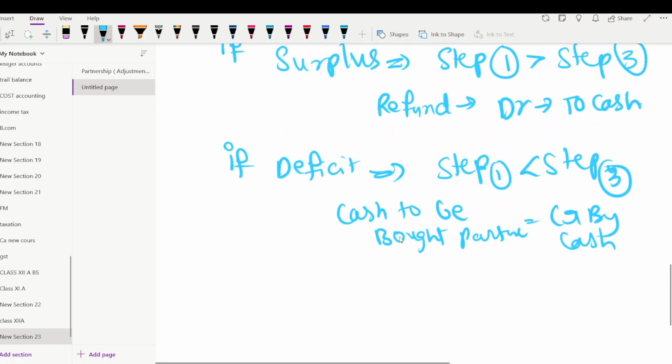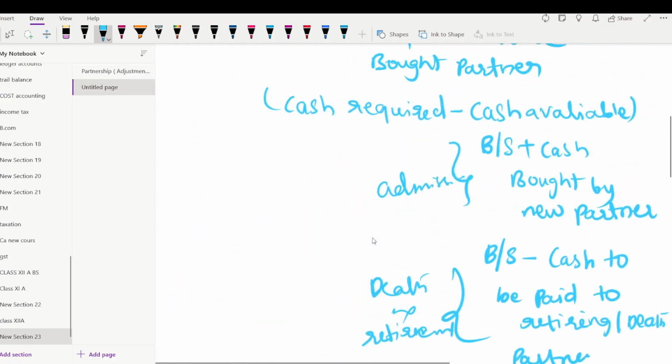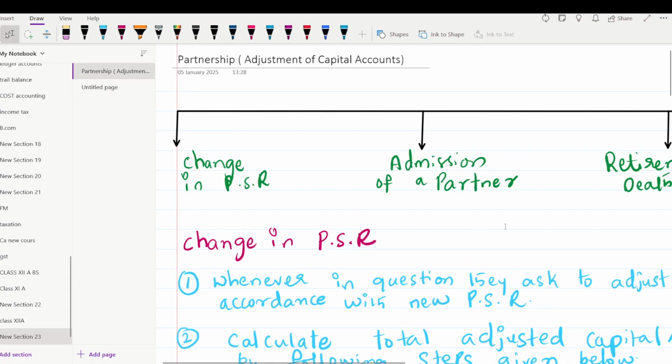So here we need to understand how to calculate adjusted capital in different scenarios. So let's go and see that. The situations where you will get a change in PSR will not only come in change in PSR, it will also be there in admission and in retirement with small changes.